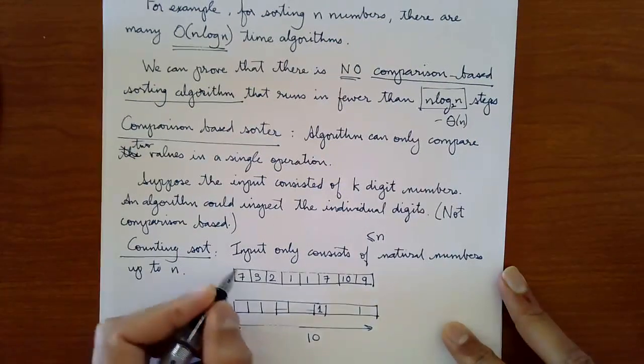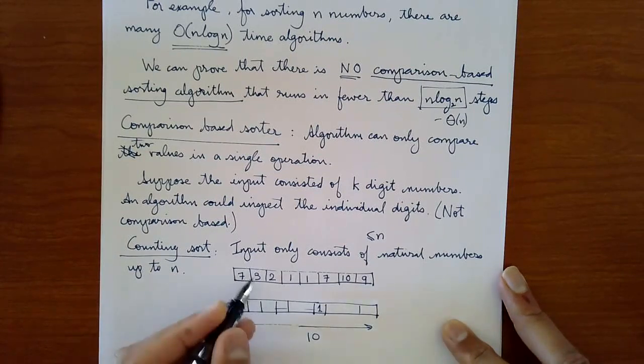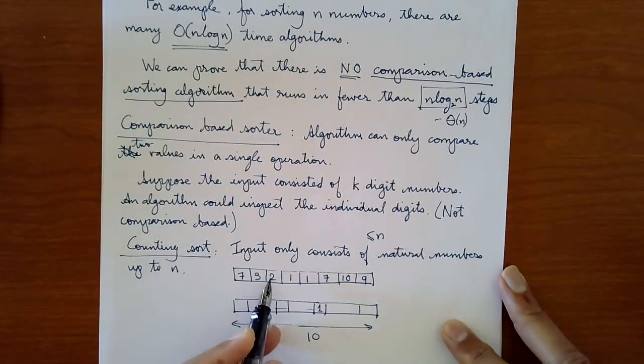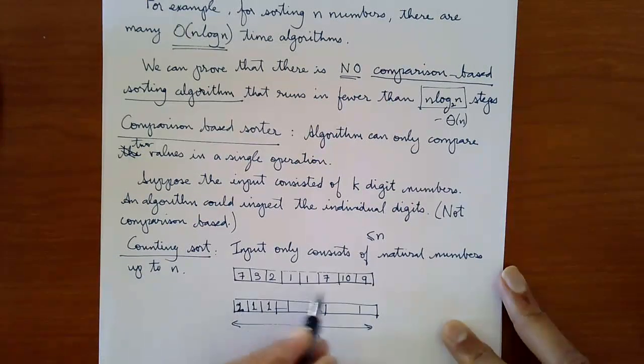So suppose the numbers were going from 0. I could go to the third cell and say, oh, I'm going to put a 1 there. 2 appears, I'm going to put a 1 there. 1 appears, I put a 1 there. 1 appears again, I increment this to 2. Then 7 appears again, I increment this to 2. 10 appears, I put a 1. 9 appears, I put a 1. So I can do this in linear time.